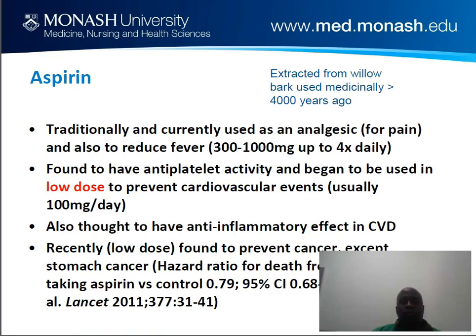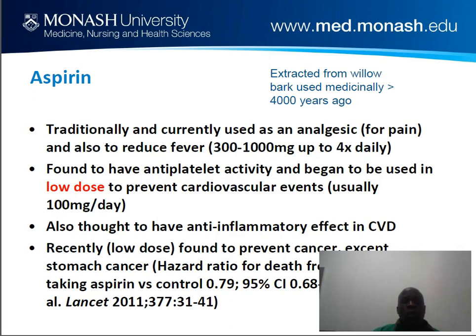Okay, let's look at aspirin. Aspirin also has been known to have beneficial effects on cardiovascular disease. It is extracted from the bark of a willow plant. This has been used medicinally for over 4,000 years, and traditionally and currently is used as an analgesic, meaning a painkiller, and also to reduce fever. For example, if you take 300 to 1,000 milligrams up to 4 times a day, it reduces fever. So, these are some of the aspects of aspirin.